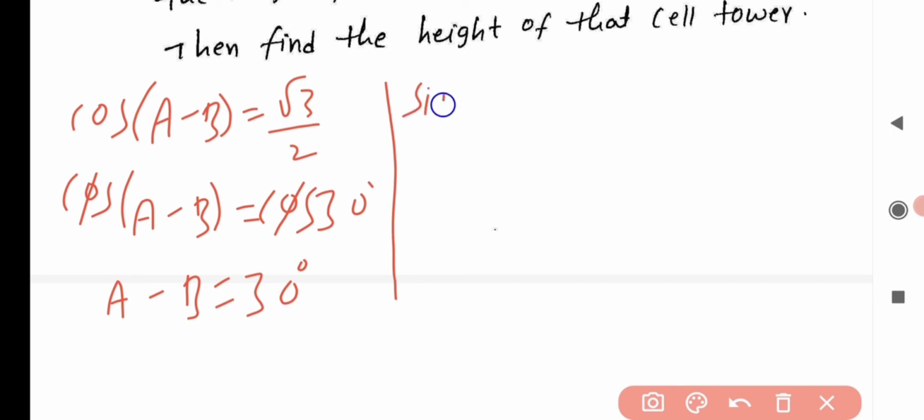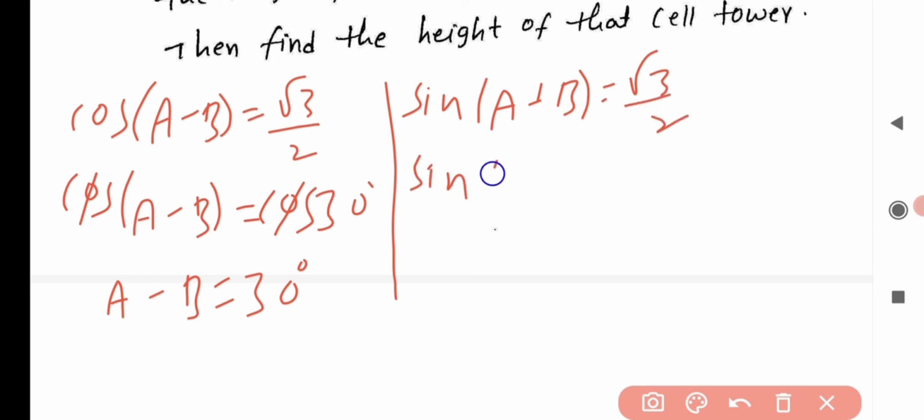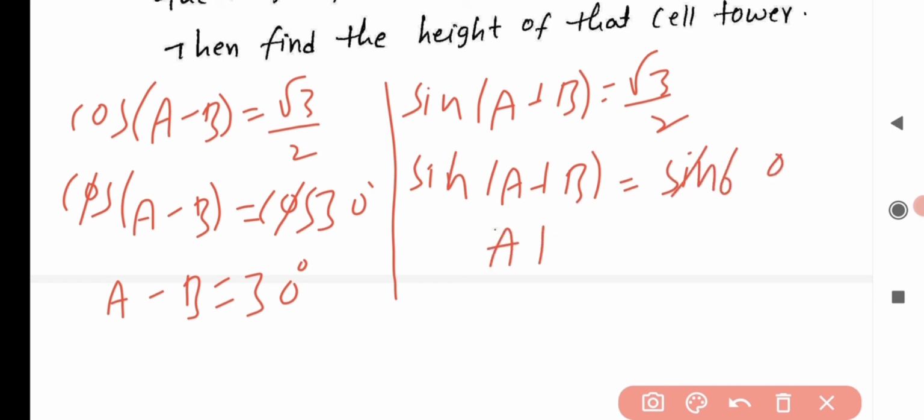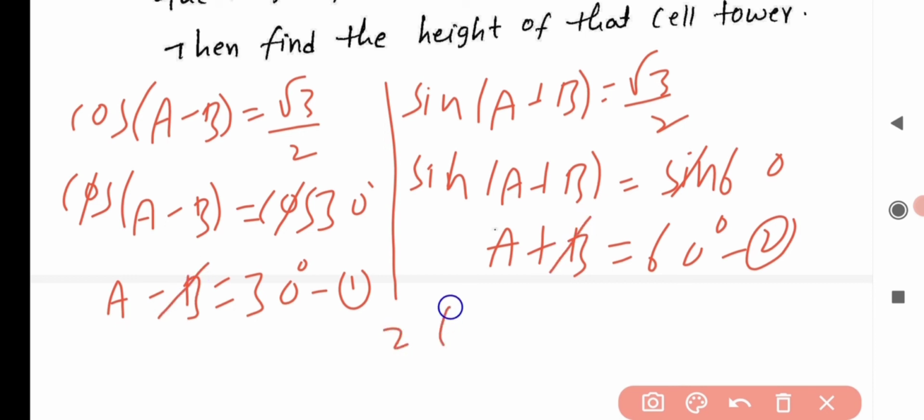Sin of A plus B equals root 3 by 2. So when you get root 3 by 2 in sin, it is 60. So cancel sin, A plus B equals 60. This is equation 1, this is equation 2. Now add 1 and 2. Minus B plus B cancel. So A plus A, 2A equals 90, so A equals 45. So A value is 45.